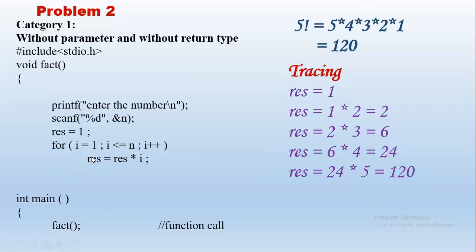Now, because this is without return type, we cannot give return result here. In this category, we are not returning the result back to main. Main is a calling function and fact is the called function. We are not returning any value. There is no return type. So what do we do with this answer? The user needs to know the answer. So we will calculate and print it in the function itself.